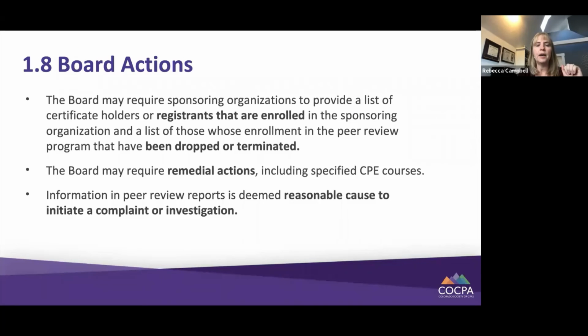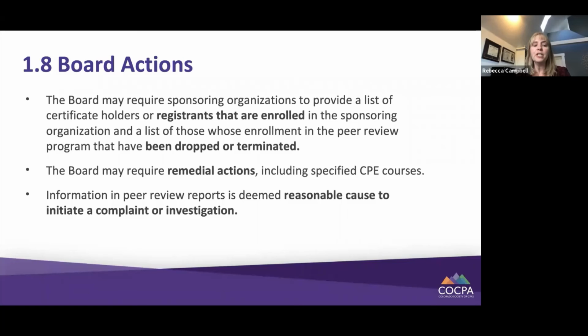All right. There is a rule, I have not seen them do this yet, but the board can require the sponsoring organization to provide information. The Colorado Society of CPAs is a sponsoring organization of peer review audits. They can require us to provide a list of registrants that enrolled or a list of certificate holders that have been dropped or terminated. The board can require remedial actions, including specific CPE courses.